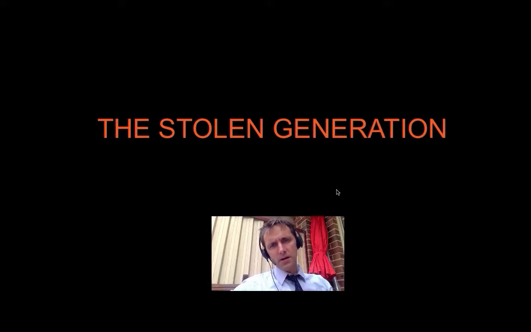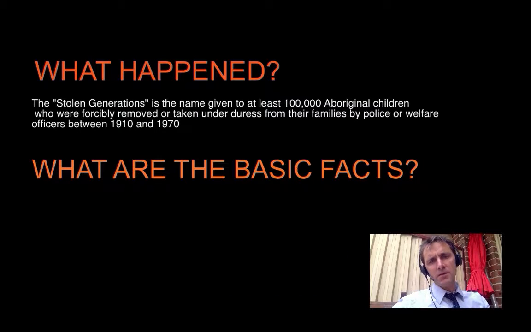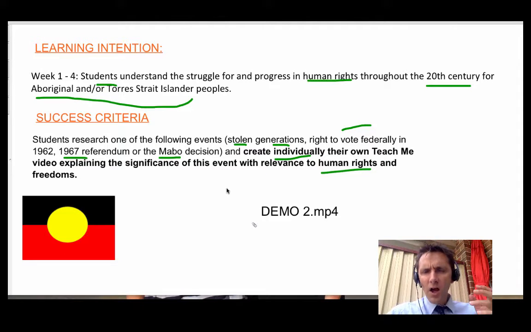Here's an example of what your finished product might start to look like. Welcome to my Teach Me video on a very serious topic, the stolen generation. What happened? Well, the stolen generations is the name given to at least 100,000 Aboriginal children who were forcibly removed or taken under duress from their families by police or welfare officers between 1910. Now, what are the basic facts with regards to this? Well, firstly, okay, so there's a beginning start of what you might do. Let's have a look more closely at the assessment in particular.